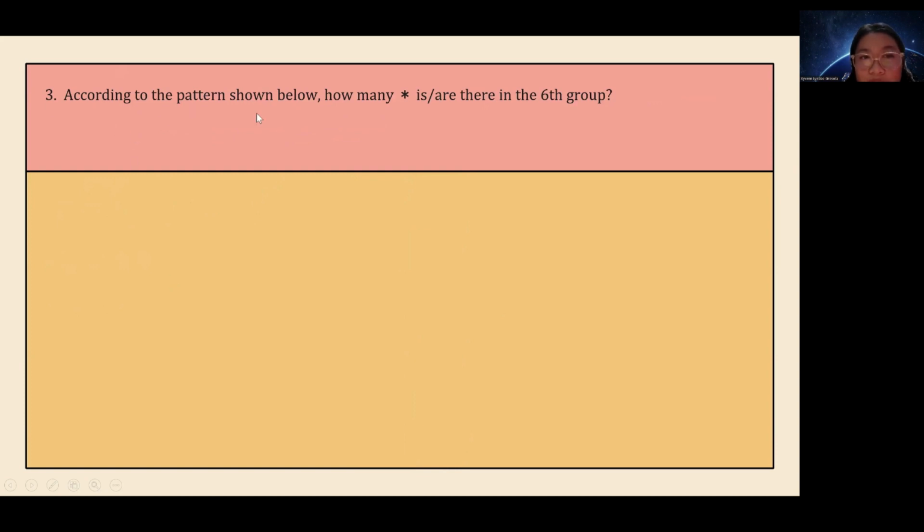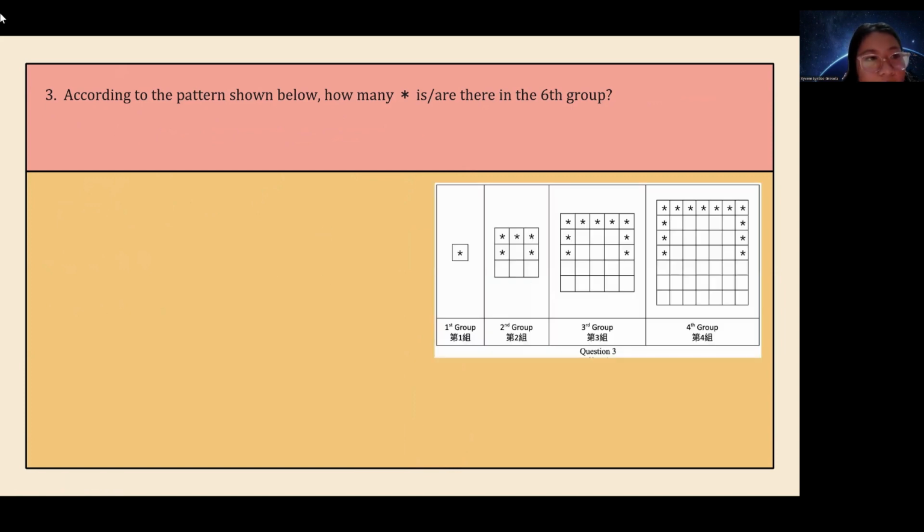Okay, number 3. According to the pattern shown below, how many asterisks are there in the sixth group? Okay, this is the figure. Now let's look at our groups. For the first group, we have one box with one asterisk, so 1. For the second group, we have 3 by 3 box. And how many asterisks? We have 1, 2, 3, 4, 5. 5 asterisks.